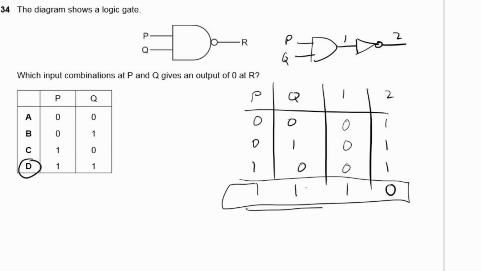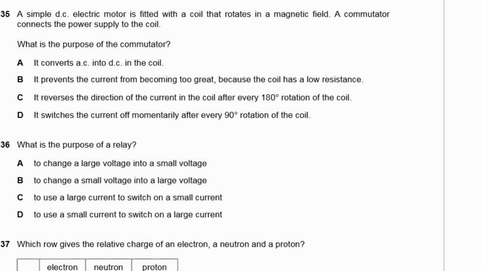D. 35. A simple DC electric motor is fitted with a coil that rotates in a magnetic field. Ooh, magnetic fields. A commutator connects the power supply to the coil. Right. It's a DC motor, so what we're going to have is a split ring commutator. What's the purpose of the commutator?